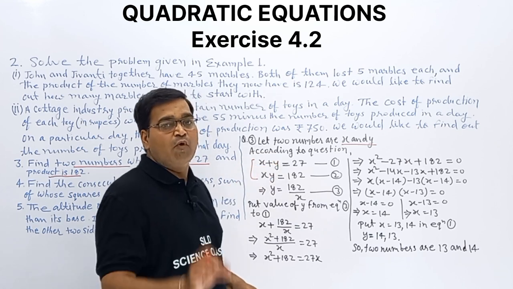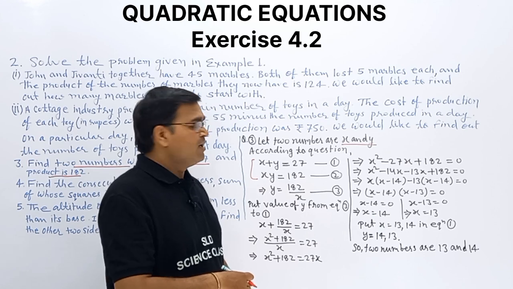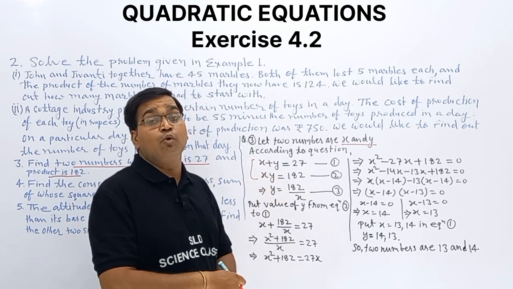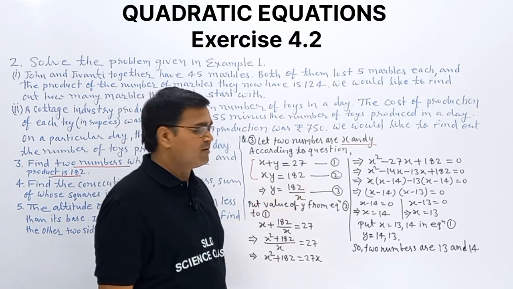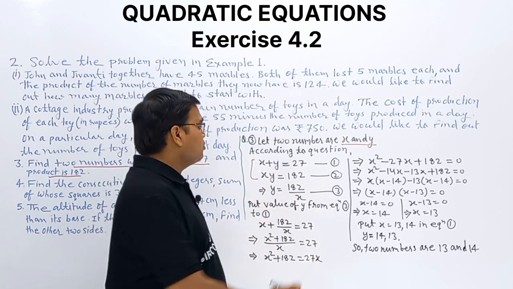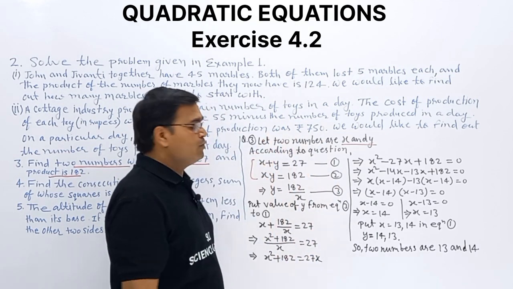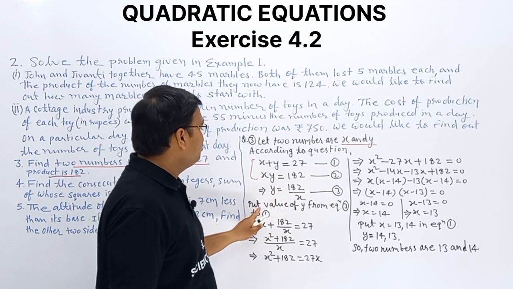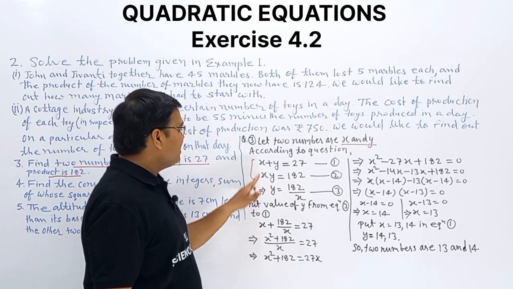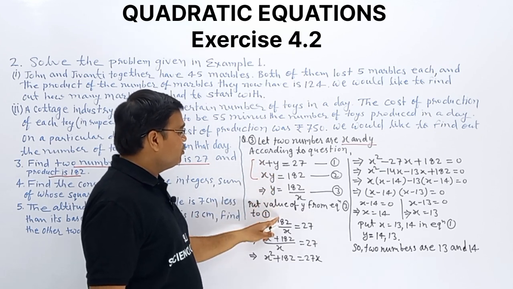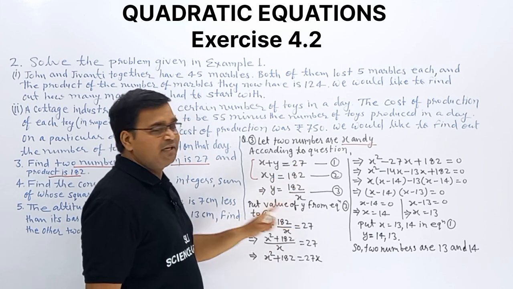We want a one variable equation. Both equations are two variable equations, so we want one variable. We put the value of y from equation 3 into equation 1. Then x will be as it is, and y equals 182 divided by x. We put that there, and it is equal to 27.